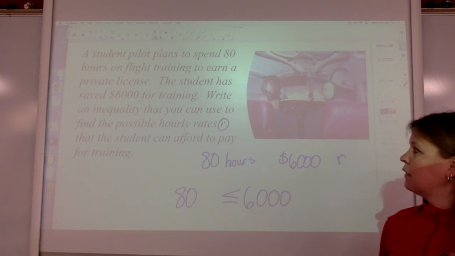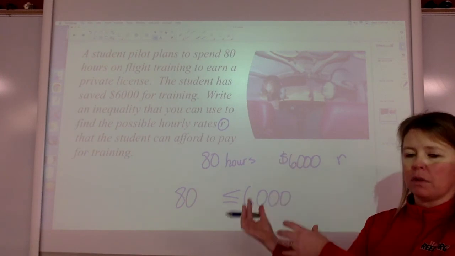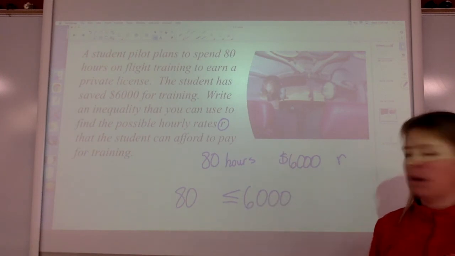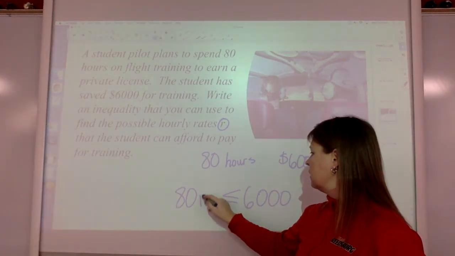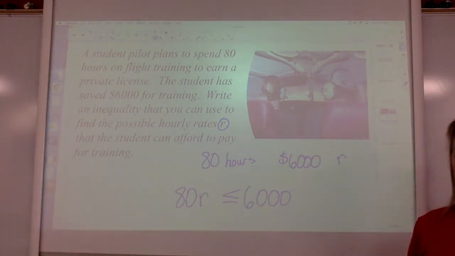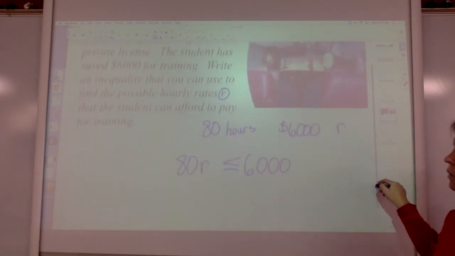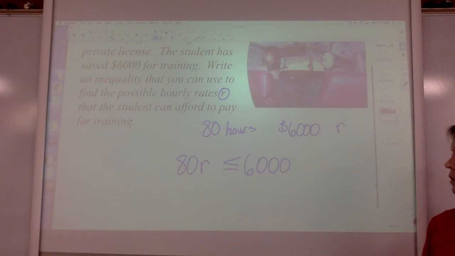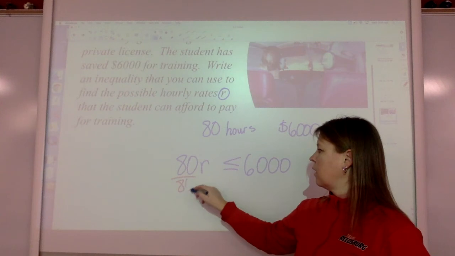Write an inequality to find the possible hourly rate. So if she's checking with this company, how much do you charge? If it's 80 hours, we have to find out what the rate is. So it's 80 times r is less than or equal to 6,000. Write that first, then solve it.